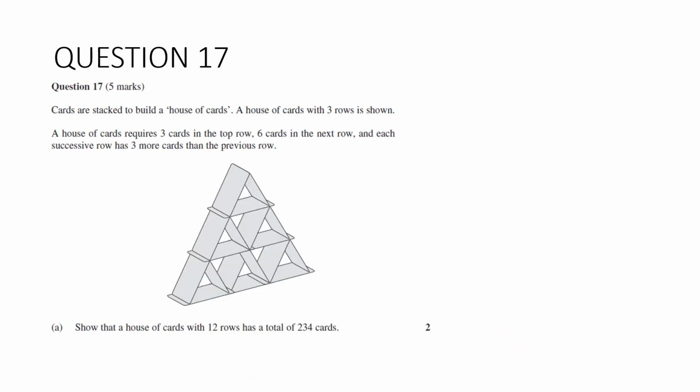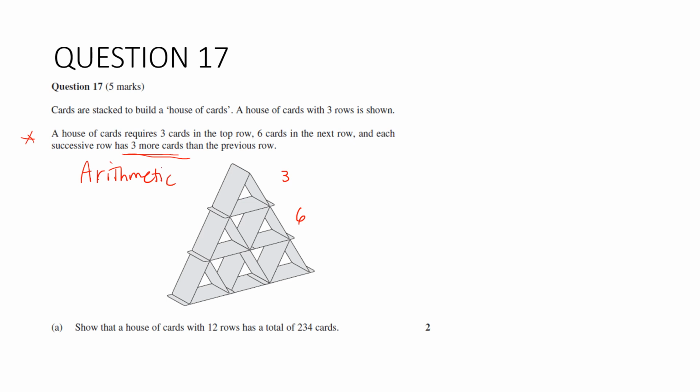Question 17. Cards are stacked to build a house of cards. A house of cards with 3 rows is shown. A house of cards requires 3 cards in the top row, so that's here, 6 cards in the next row, and each successive row has 3 more cards than the previous row. So this should already be telling you that this is a sequences and series question. And 3 more cards than the previous row, this is an arithmetic series.